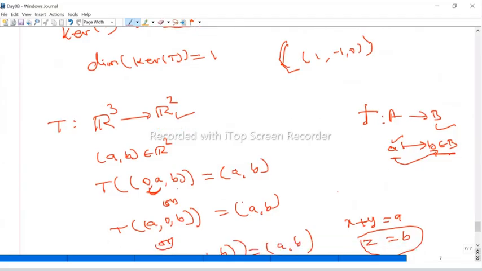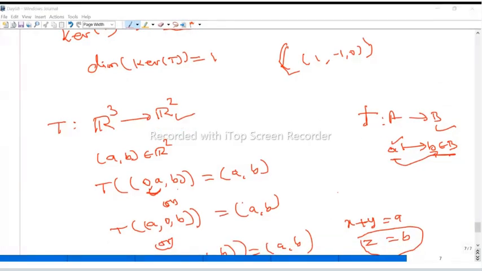So given any function, we have to check whether the function is a linear transformation or not. Once it is a linear transformation, we can find the kernel and then the image. The dimension of the kernel we call nullity. The dimension of the image, the range space, is called rank. Okay. So we can stop now. Thank you.